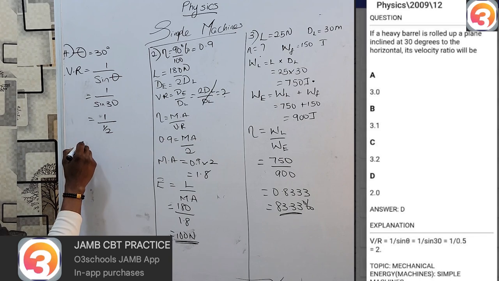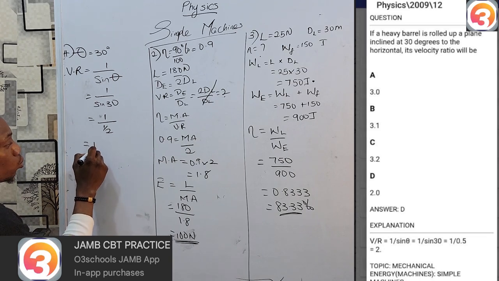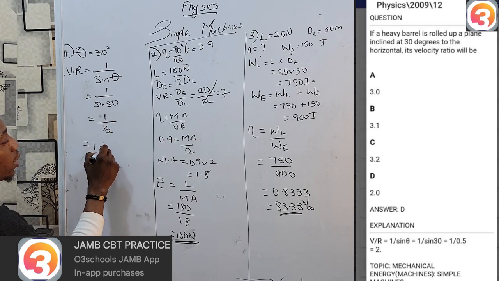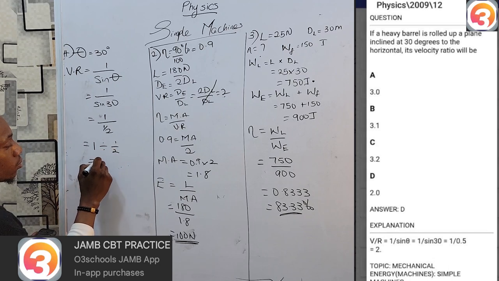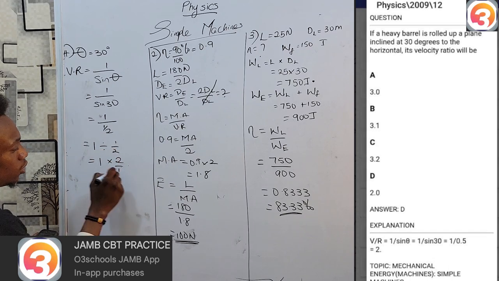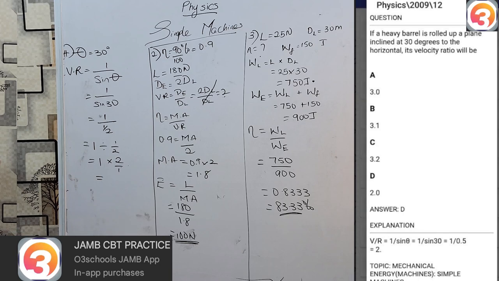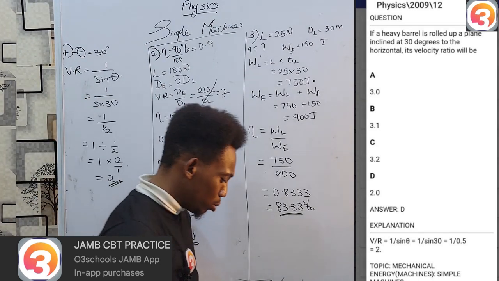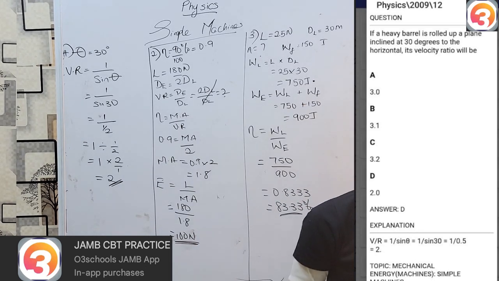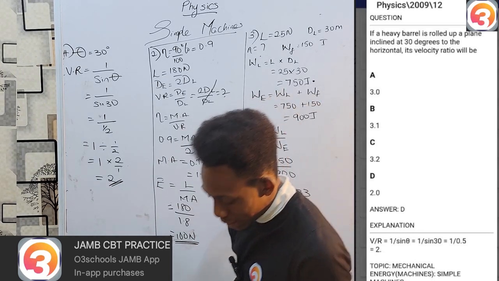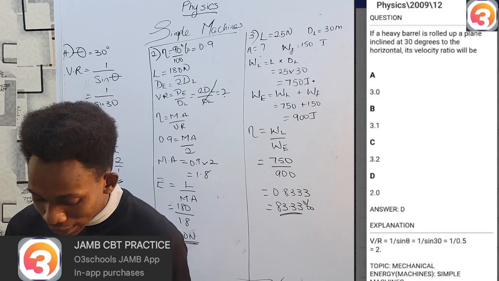See the reason why we know this? And if you do 1 divided by 1 over 2, this divide can become times. So 1 times 2 over 1, and 1 times 2 is 2. So you see, very, very, very simple. Our answer is option D. Knowledge of mathematics remains important.